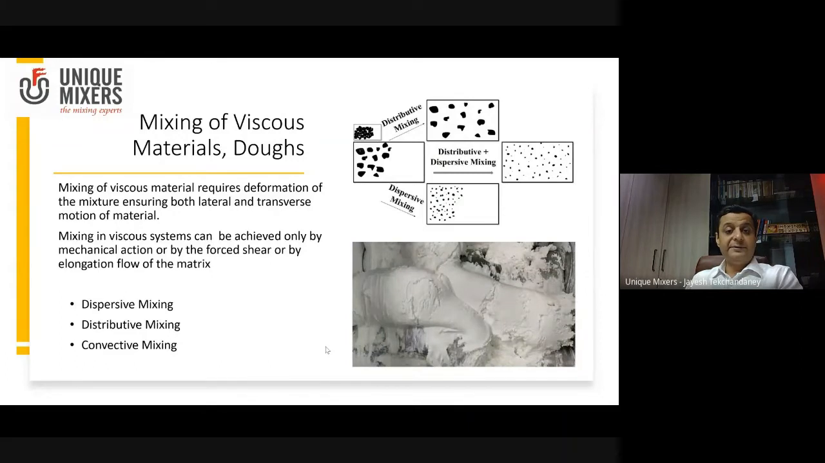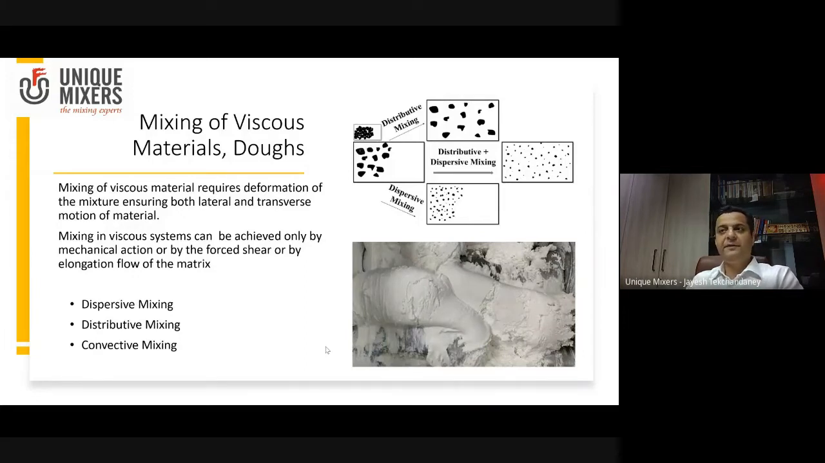And then when we're talking about viscous materials or dough-like materials, again things get very different. Now just imagine taking a glass of water and putting in probably a flavored sugar syrup in that and stirring it. We get a homogeneous mix. Next, just think of mixing some spices together, powdered spices, and you get a solid mix. Certainly, it's not as good as a liquid mix.